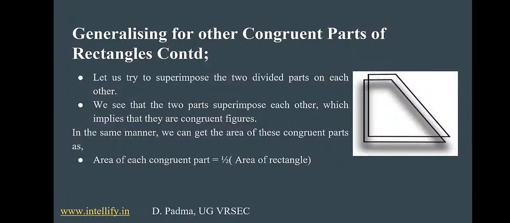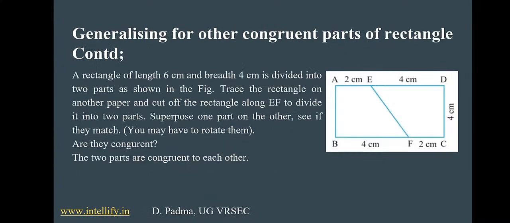So let us try to superimpose the two divided parts on each other. We have to put the two shapes one on another. We see that the two parts superimpose each other, which implies that they are congruent figures. If you see here, they seem to be equal in size and shape, so they are congruent to each other. In the same manner, we can get the area of each congruent part as half into area of rectangle.